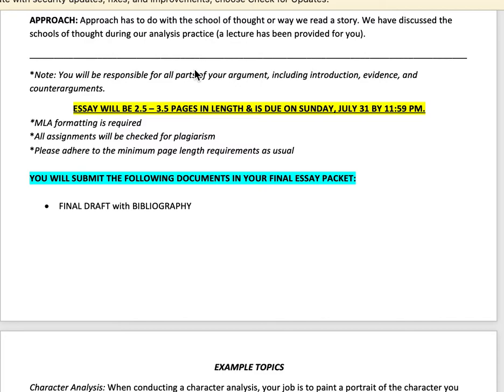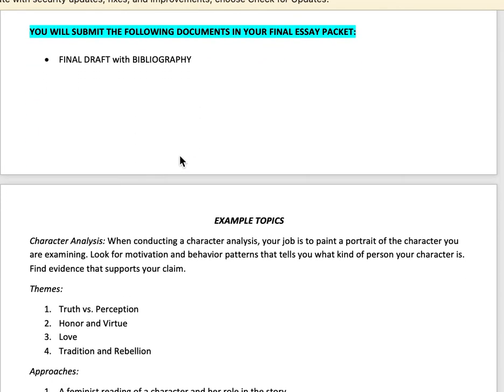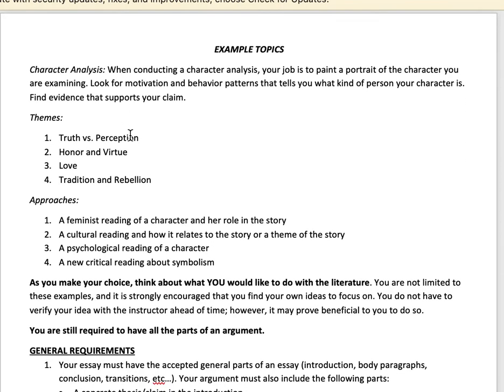So this essay needs to be 2.5 pages at minimum, and is due on Sunday, July 31st by 11:59 p.m. MLA is required. Everything's checked for plagiarism, and of course, you're always welcome to go over. You just can't write less or you'll lose points. You're just going to have the final draft in this case with the bibliography that you submit. There is an outline, I believe, that you'll complete as well, which will be part of your essay grade.